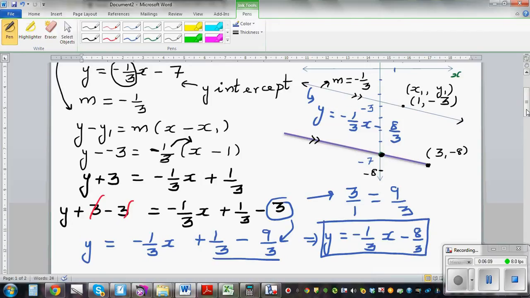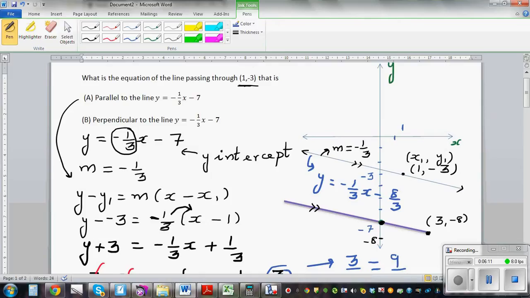So for the next part, the next question is to find the equation of a line passing through the same point but which is perpendicular to this line. So I'll have to pause it because I want to erase this. So can you do this yourself? If you have a line which is perpendicular to this line, the gradient is related to this number.